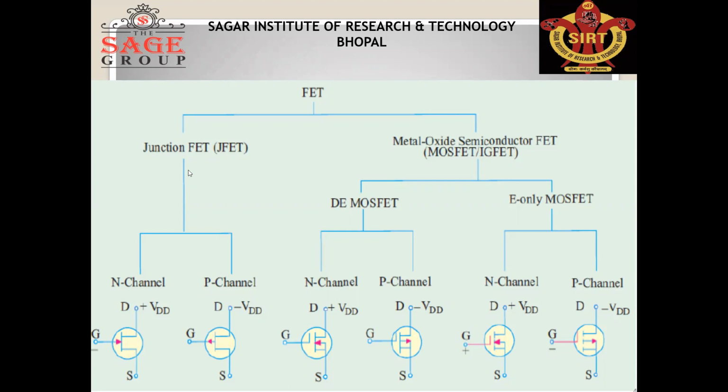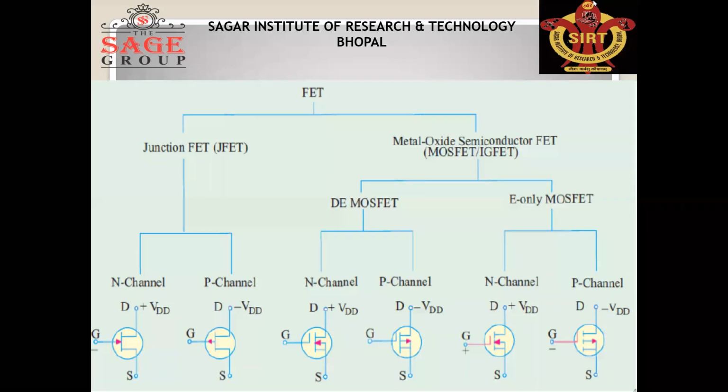JFET can be further divided into two parts, N-channel JFET and P-channel JFET, whereas MOSFET can be further divided into two parts, depletion type MOSFET and enhancement type MOSFET. In some books we write DE MOSFET and E-only MOSFET. E-only MOSFET refers to enhancement type MOSFET, whereas DE MOSFET refers to depletion type MOSFET, and each is further divided into N channel and P channel, just like a JFET.